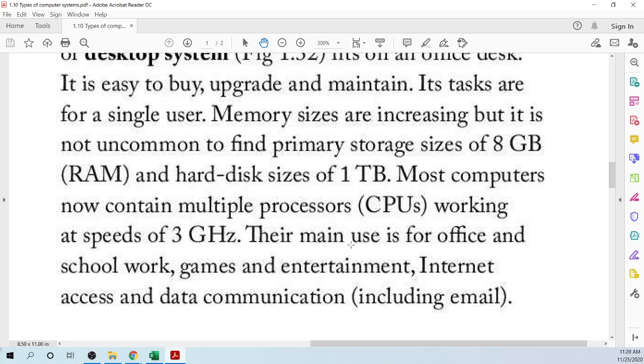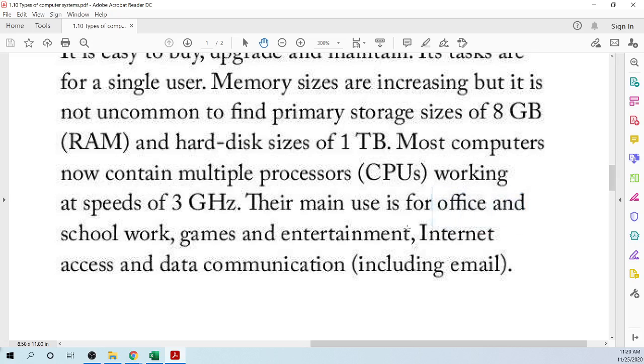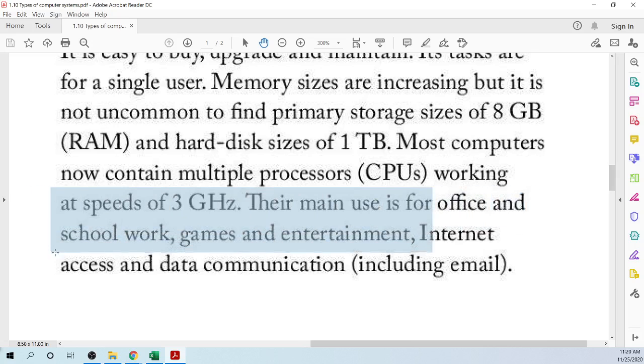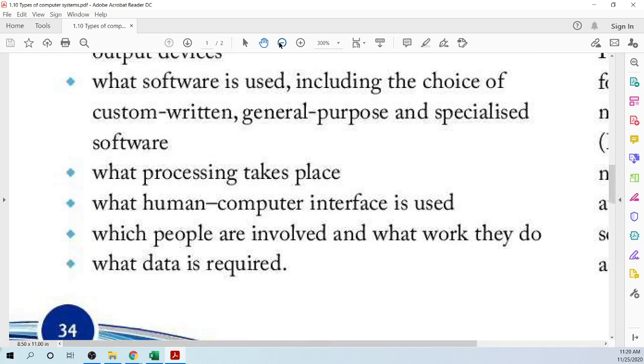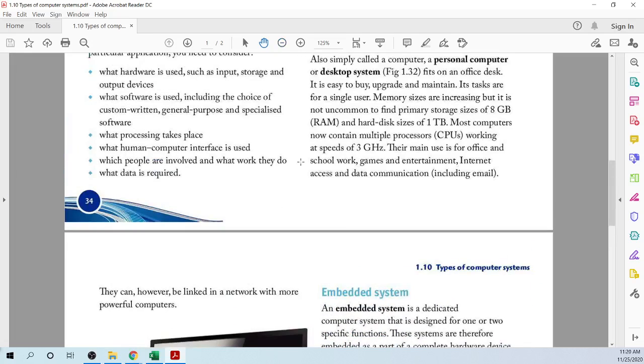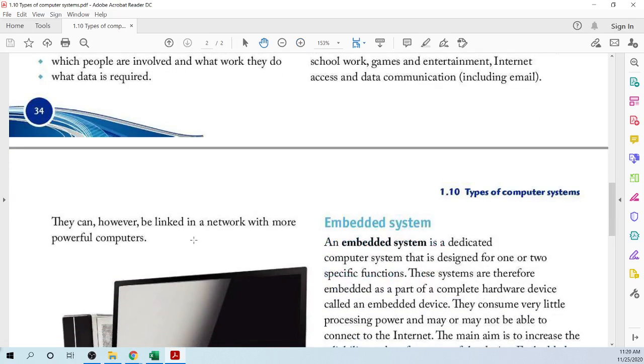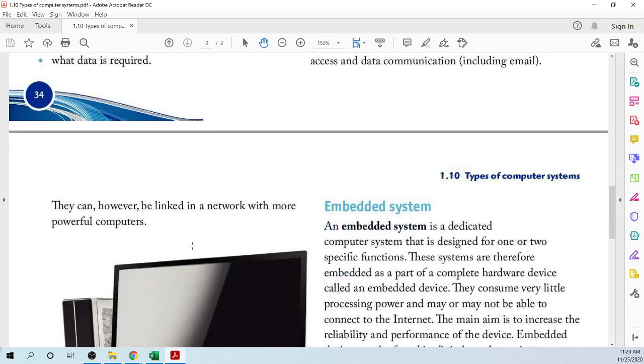So, the uses for a desktop computer: it is mainly used for the office, for school work, to play games, for entertainment, looking at videos, browsing the internet, sending emails, and so on. You use it for common everyday tasks. Unlike a desktop, a mainframe is used to support thousands of users. So that's what can help you to remember the differences between the types of computers if you contrast between the different types.